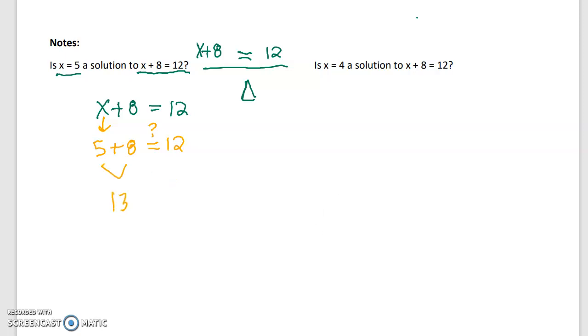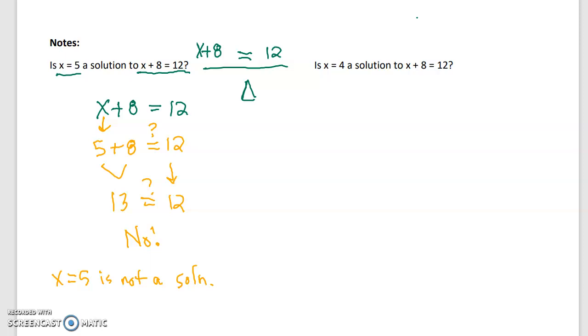So I do 5 plus 8 is 13, and I bring this value down, 12, and then I look at this and I'm like, does 13 equal 12? Is that true? No. It's false. 13 does not equal 12. So is x equals 5 a solution? No, it is not. Okay, so x equals 5 is not a solution. And by the way, my abbreviation of the word solution is SOLN. My abbreviation of equation is EQN.